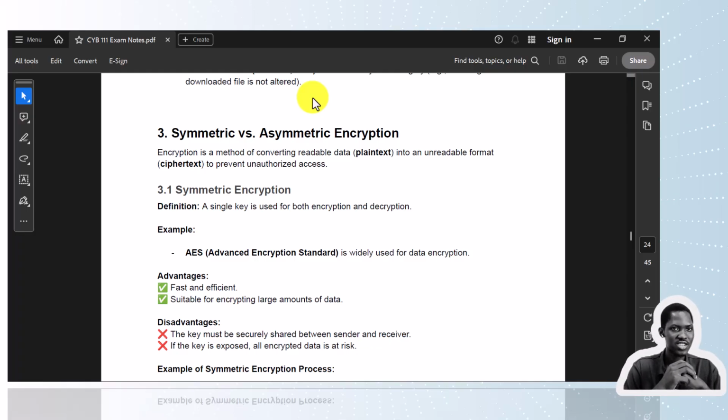Now, the disadvantage is that since it uses one key, the key must be securely shared between the sender and the receiver. You understand? That one key is very important and must be kept safe. If the key is exposed, all encrypted data is at risk, because it is that same key used for encryption that is used for decryption. So once that key is exposed, all your encrypted data is exposed. Example of the symmetric encryption process now.